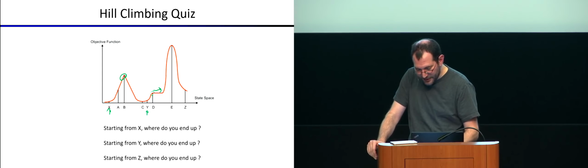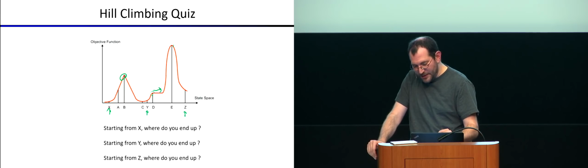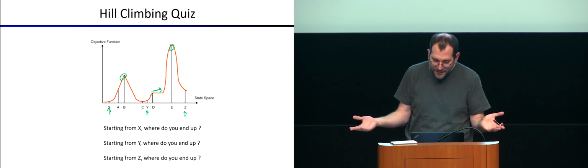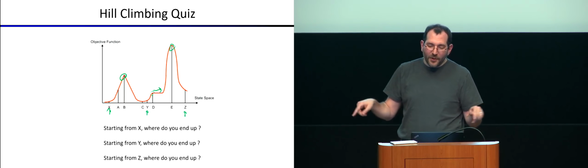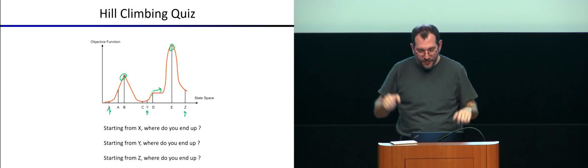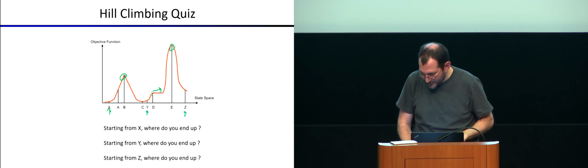Starting from Z, that's here. Where do you end up? E. Right, and how do you feel about that? Well, you feel about the same as when you stop at B. But if you had multiple restarts, and one stopped at B and one stopped at E, you can certainly tell them apart. And so that's why when people do local search, they often have many restarts running in parallel.